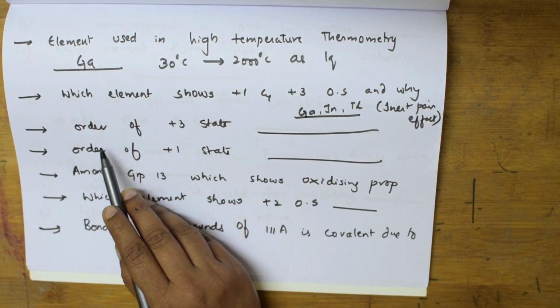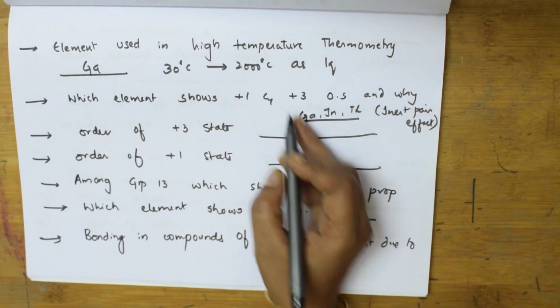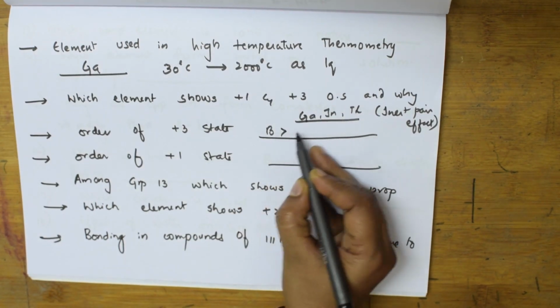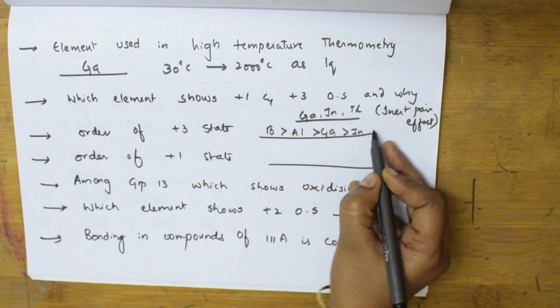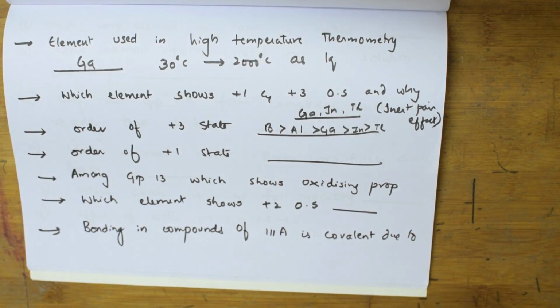Now they've asked here the order of the +3 oxidation state. So let us write: boron maximum, aluminium, then gallium, then indium, right?